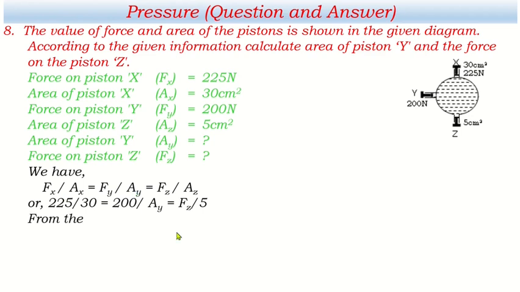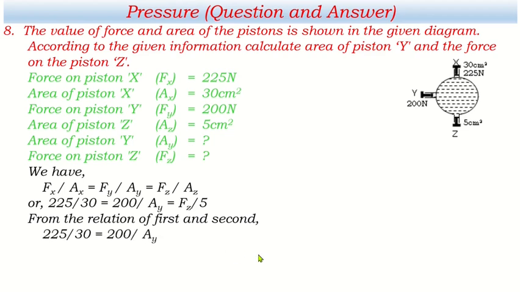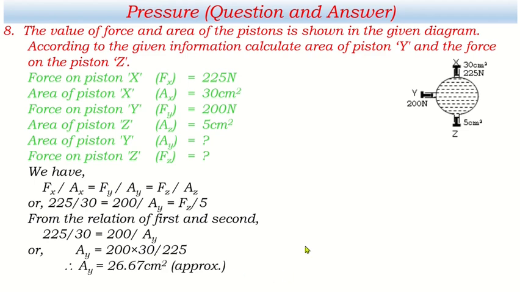From the relation of first and second, first means piston X and second piston Y, the relation between them is equal to what? This is equal to 225 by 30 equal to 200 by Ay. Now we can calculate Ay. Ay equals 200 into 30 divided by 225, and finally we'll get 26.67 centimeter square approximately, because I'm taking just 2 digits after the decimal point.